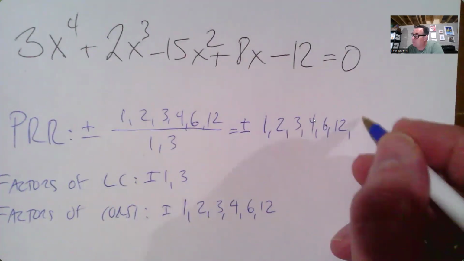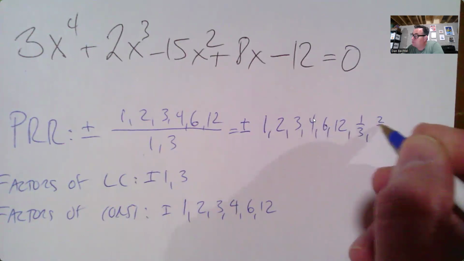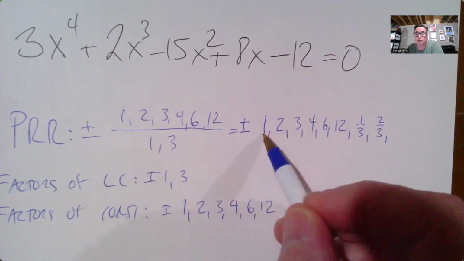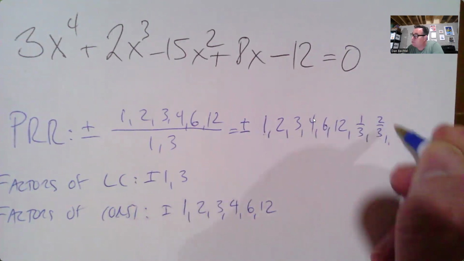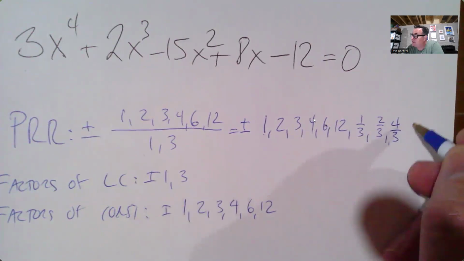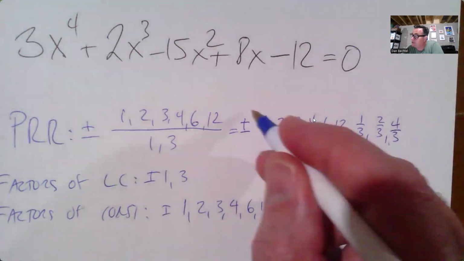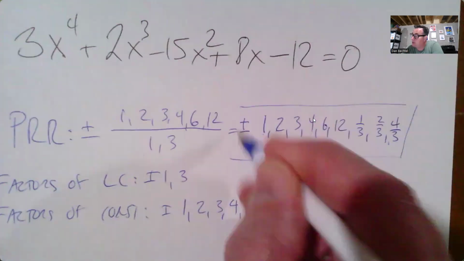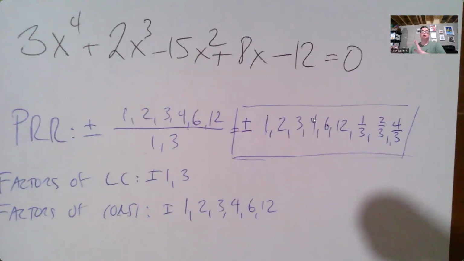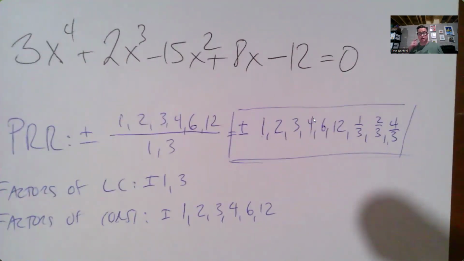So now we're going to have 1 over 3, 2 over 3, 3 over 3 is 1, so we don't need to write that. 4 over 3, 6 over 3 is 2, don't need that. 12 over 3 is 4, don't need that. So this is my final list of all my possible rational roots. Now, you could take these and start plugging all of them in using synthetic division to see which ones actually come out. And when one does, you would then make another list of possible rational zeros until you got to a quadratic, and then you'd use the quadratic formula to solve it.